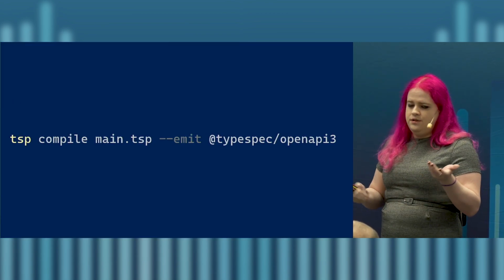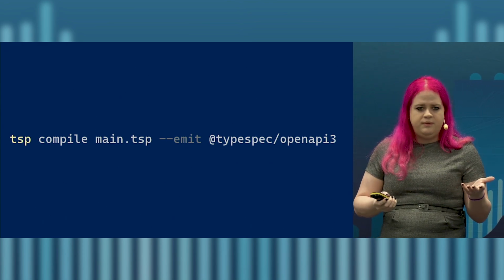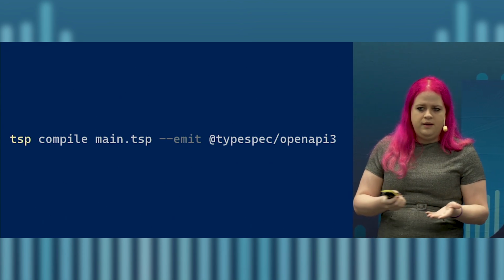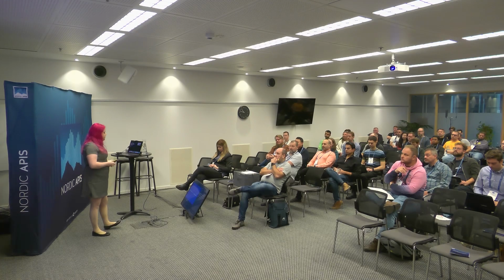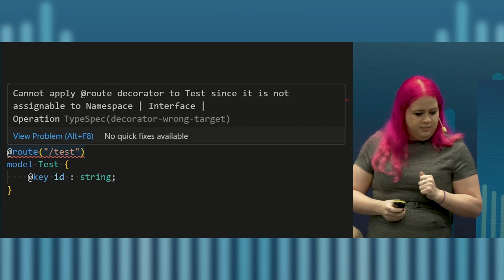The next thing you want to do is actually compile it. So here we're running tsp compile. main.tsp is my entry point, basically the main file, and I'm telling it to run this emitter. This emitter in particular outputs OpenAPI YAML, but there are different emitters that do different things. I'll show you what the result of that would be in a bit.